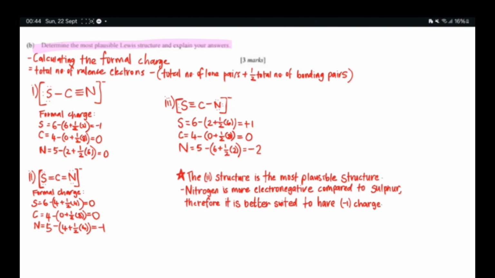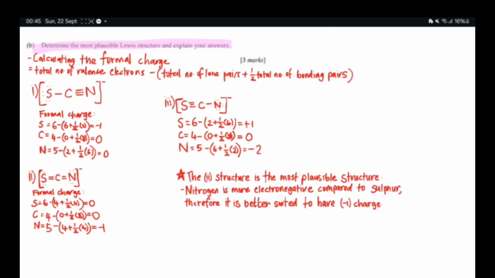So when we talk about formal charge, the best Lewis structure is determined by those structures that have the minimum value of formal charge. The best value would be 0. So, in order to determine the best possible Lewis structure, we have to look at the formal charge of each atom in the Lewis structure.